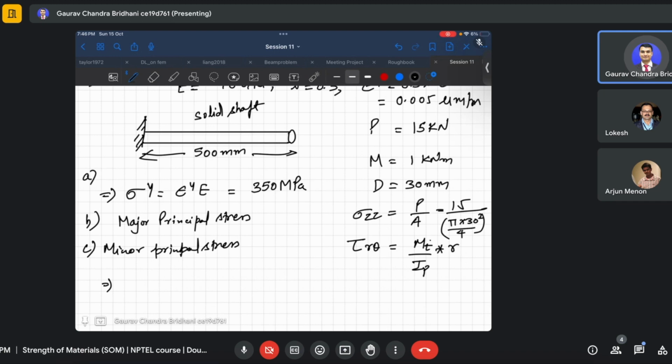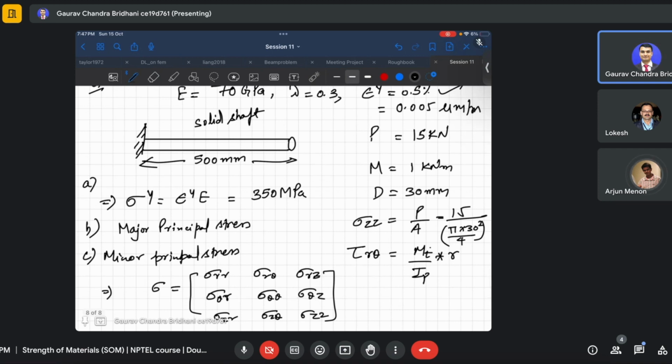But that was written for a Cartesian coordinate system, no? We are working in polar coordinates. So what you have to do is first write the sigma matrix: sigma rr, sigma r theta, sigma rz, then sigma theta r, sigma theta theta, sigma theta z, and sigma z r, sigma z theta, and sigma zz. Now you have to identify which are zero and which are not. When you apply a uniaxial load like this, there won't be any stress developed in this direction. So you don't have any sigma r. This goes to 0.